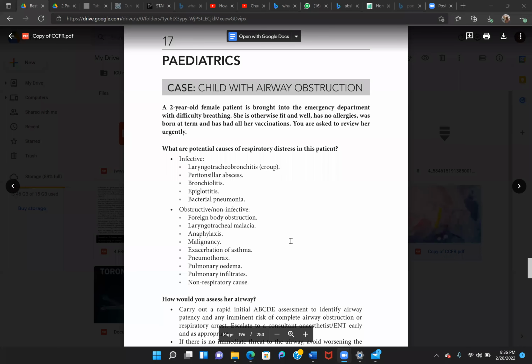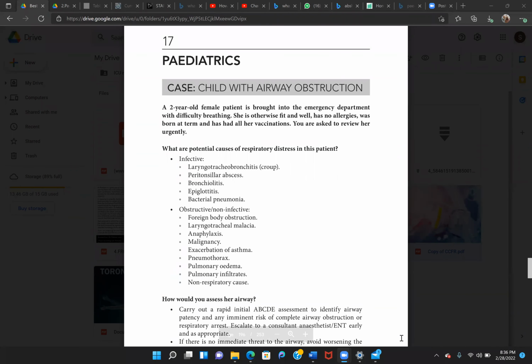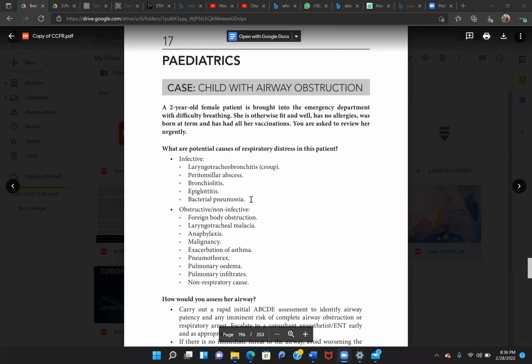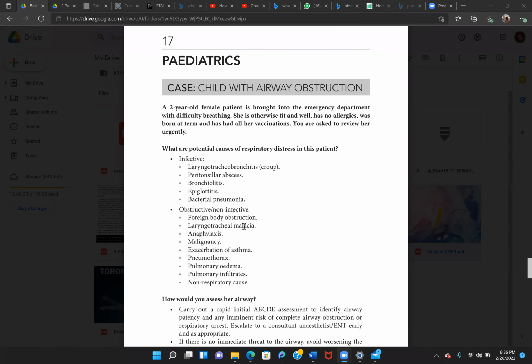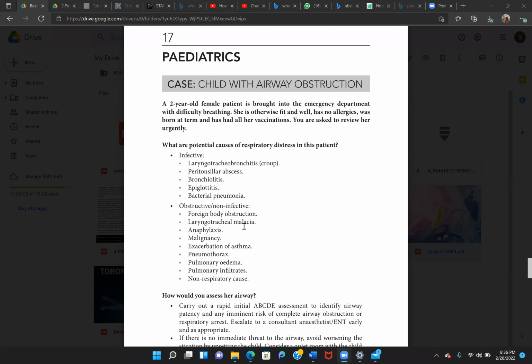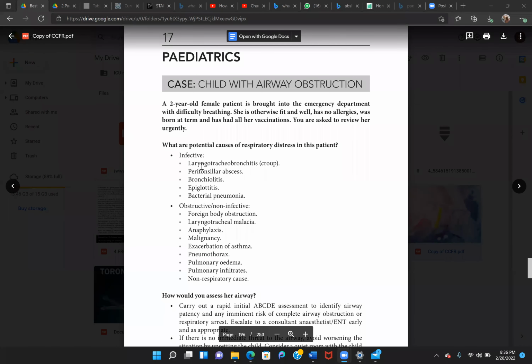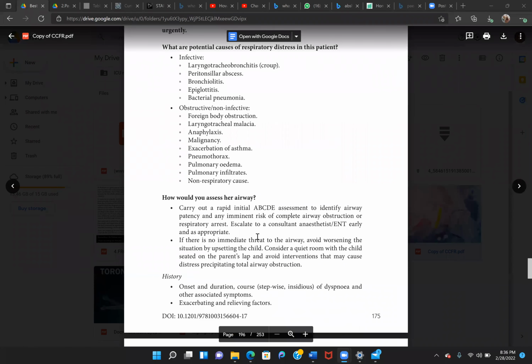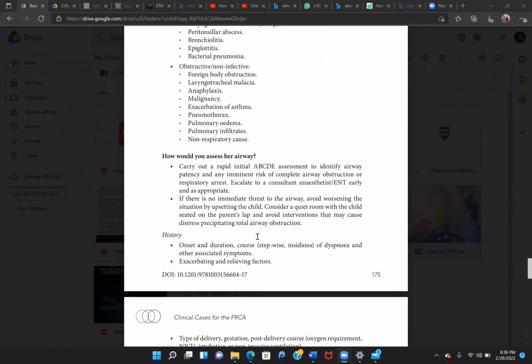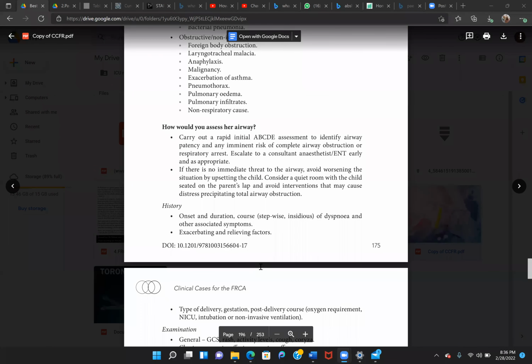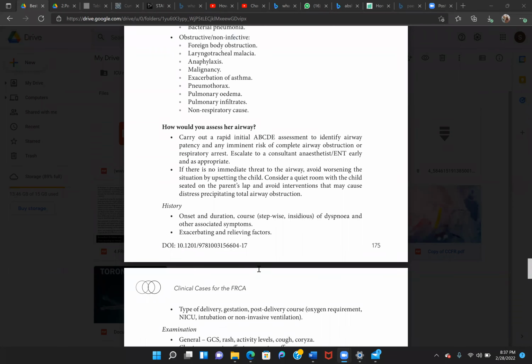We have discussed these things. I will just show you this book I found today. It is a very good source for revision. We discuss airway obstruction and the possible causes, infective versus non-infective. The people who have attended can review it. The second important thing will be how to assess the severity of airway obstruction.